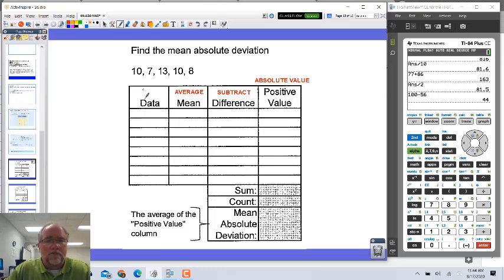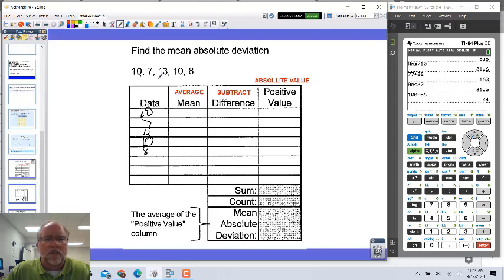So here's what we're going to do. First thing, we're going to write our data down. 10, 7, 13, 10, 8. Now I apologize for the writing again, because I'm writing on the computer with a mouse, and my writing leaves a lot to be desired when using the mouse.